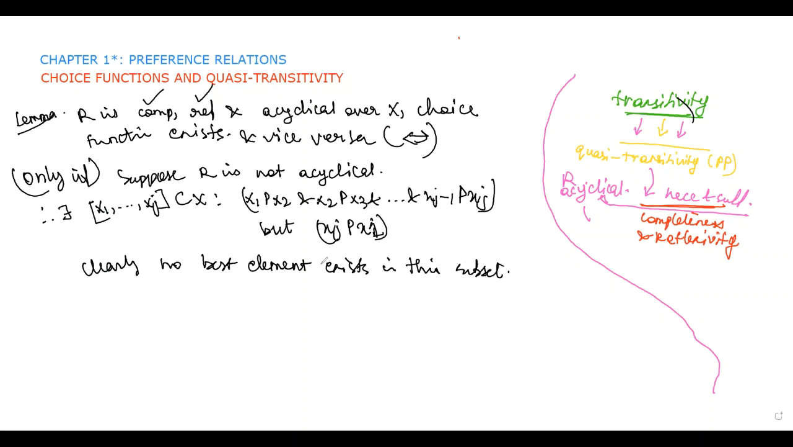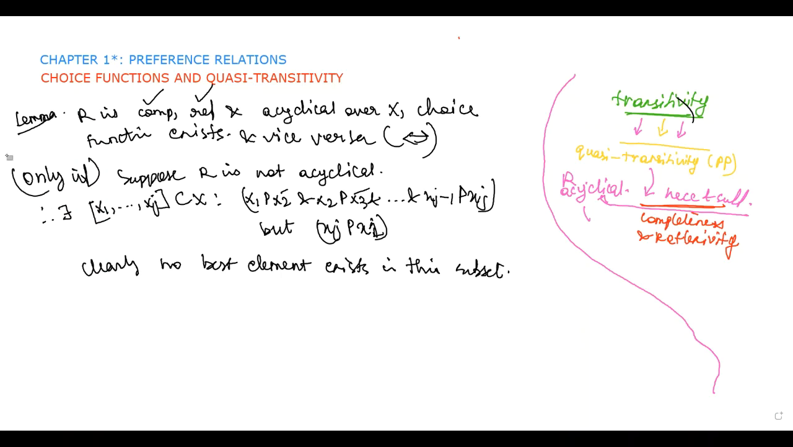Now, why is this true? This is true simply because for x2, x3, through xj, it's very directly true because there's some element which is strictly preferred over it. So x2 R x1 is not true, x3 R x2 is not true, and so on. xj R x(j-1) is not true, and so none of them can be the best. But x1 also cannot be the best element because x1 R xj is not true since xj P x1. And so there's no best element. This is the proof that this is a necessary condition.